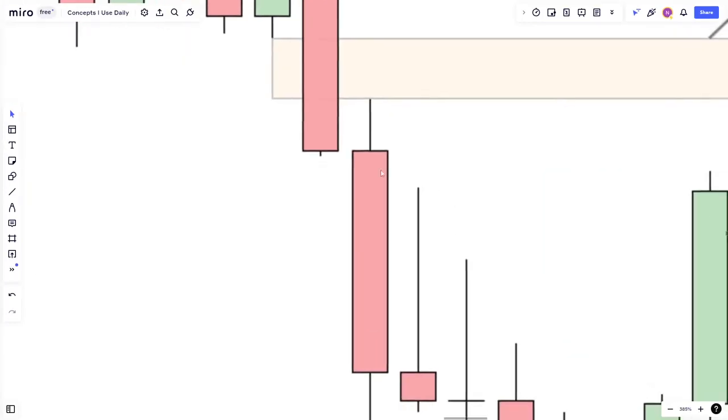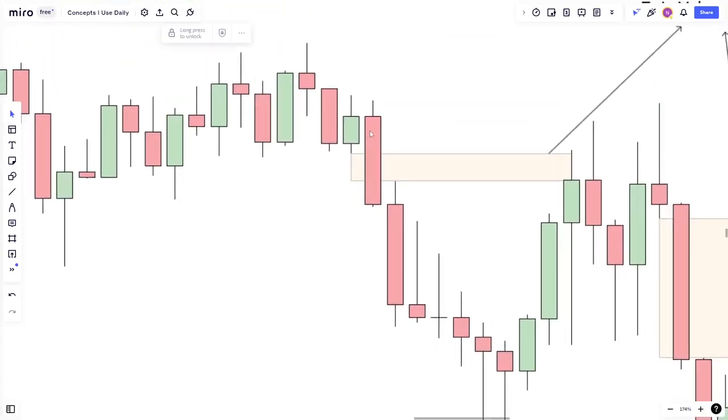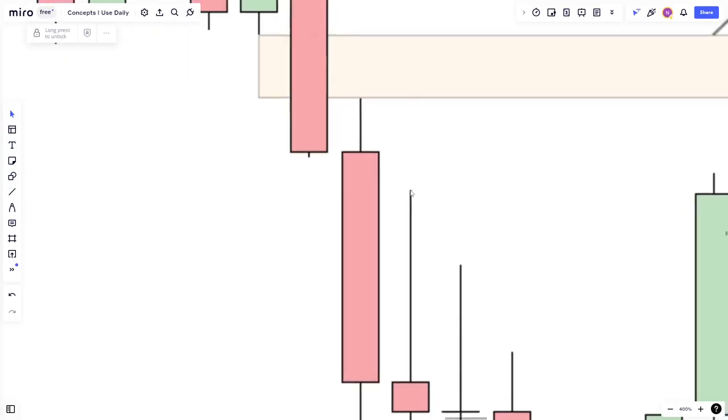There's another one on this. While this candle is 2, it is also candle 1, 2, and 3. We also have a fair value gap from this high to this low.